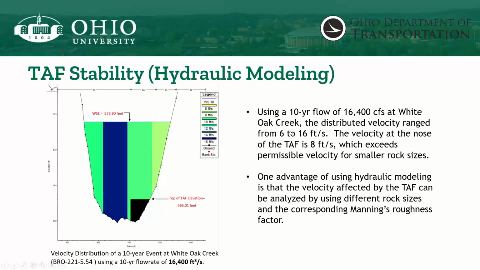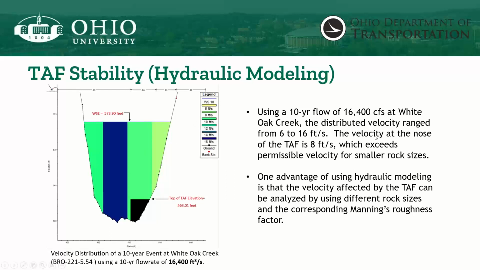So using a 10-year event, okay, the distributed velocities range from 6 to 16 feet per second. What we really want to be careful about is at the nose of the TAF, right, at the edge of the TAF, what is the velocity value there? So that's right here. Okay. The color is about 8 feet per second. That's a very fast flow, right?